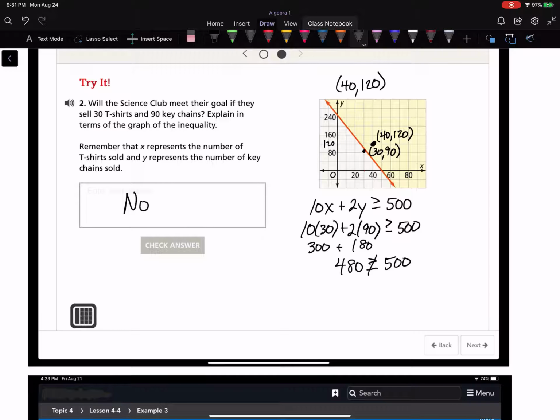I could have just looked at the graph and known, hey, 40, 120 would work. If I sold 40 t-shirts and 120 keychains, I would definitely make at least $500. It would be more than that because it's in the shaded part, not on the line. So every point on that line there, you're making $500 exactly. Anything above that line, you're making more than $500.